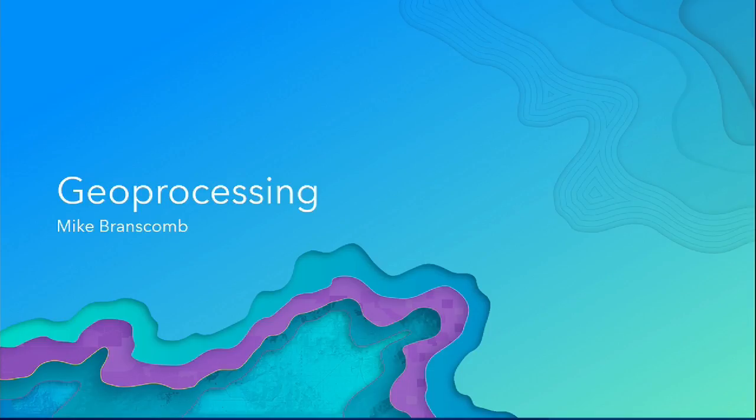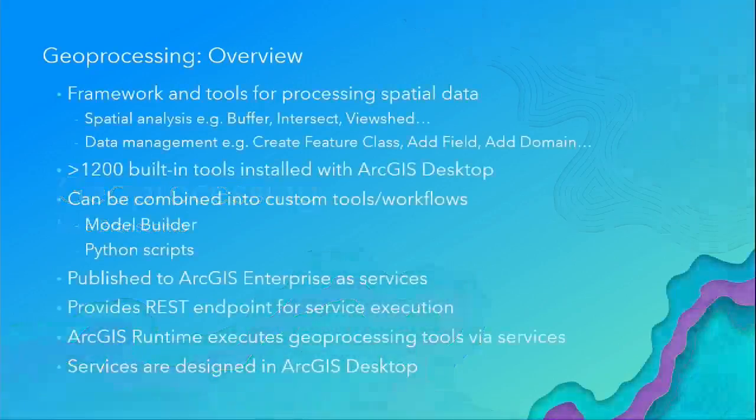One actual difference between the geometry engine and geoprocessing is that geoprocessing typically acts at the level of a layer or an entire data set, in contrast to the geometry engine, which acts on individual geometries that you pass to that engine. So geoprocessing is a framework and tools within the entire ArcGIS platform for processing spatial data. It involves spatial analysis, perhaps buffering a point, performing an intersect between two data sets, or running a viewshed on a data set.